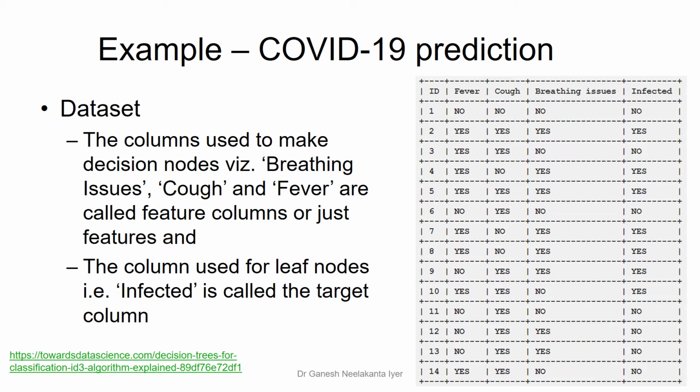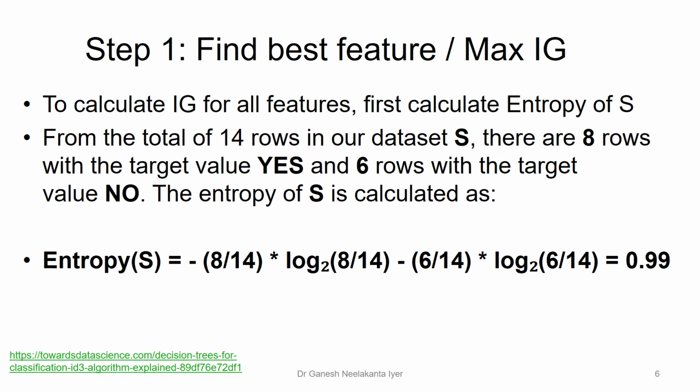The dataset contains three features: fever, cough and breathing issues, along with existing data of COVID-19 infected or not. The three columns fever, cough and breathing are called features, and the final column called infected is the target column. The first step is to find the best feature which gives maximum information gain.